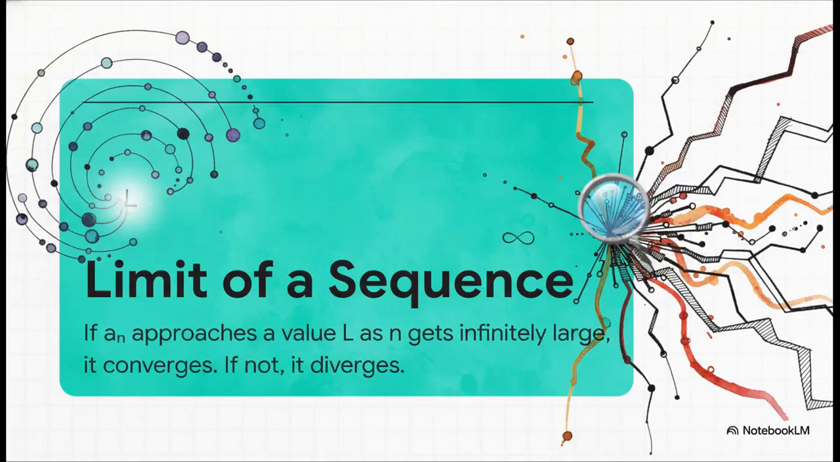Here's the main idea in a nutshell. If the numbers in your sequence start getting cozy and inching closer and closer to one single value, we say it converges. It's settling down. But if the numbers just go wild, maybe they shoot off to infinity or just bounce around forever without ever settling, then we say the sequence diverges.